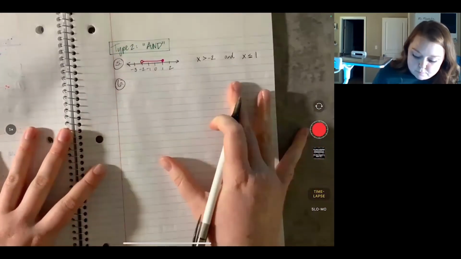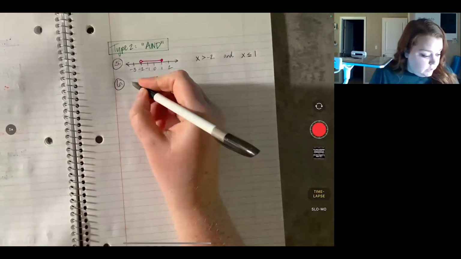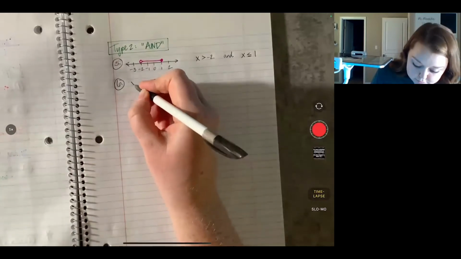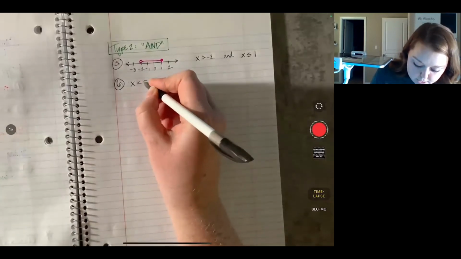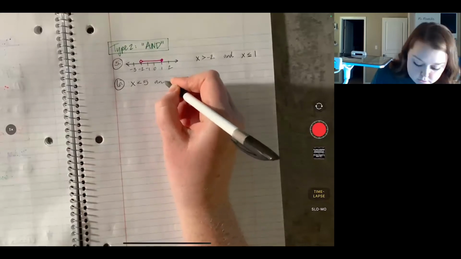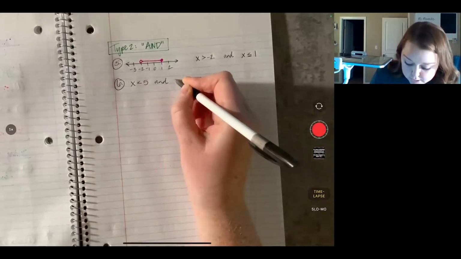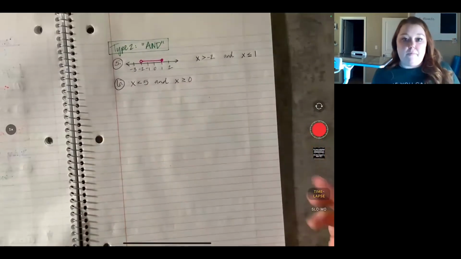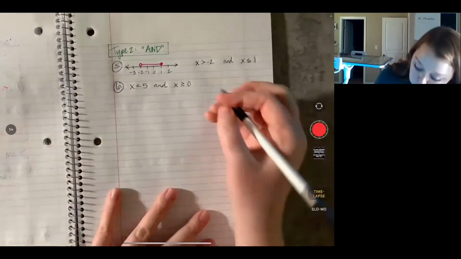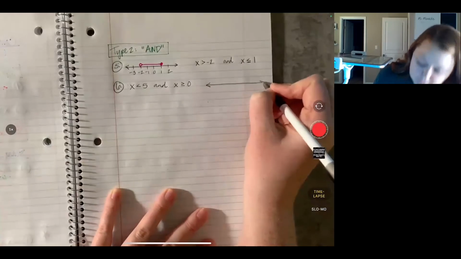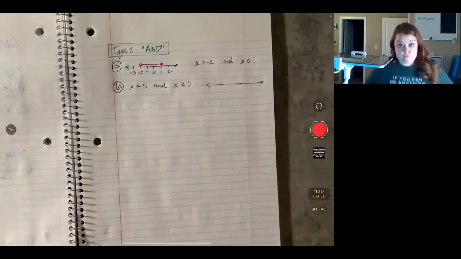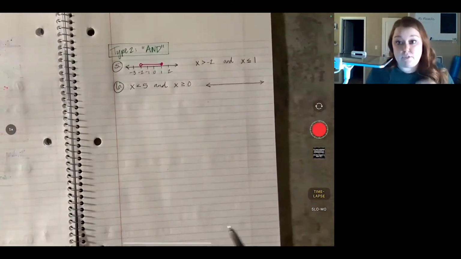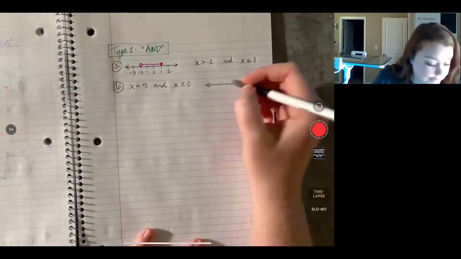Okay, so I'm going to give you a statement and we're going to graph it. So x is less than 5 and x is greater than or equal to 0. I challenge you to graph this on your own. Pause the video, graph it, check it.